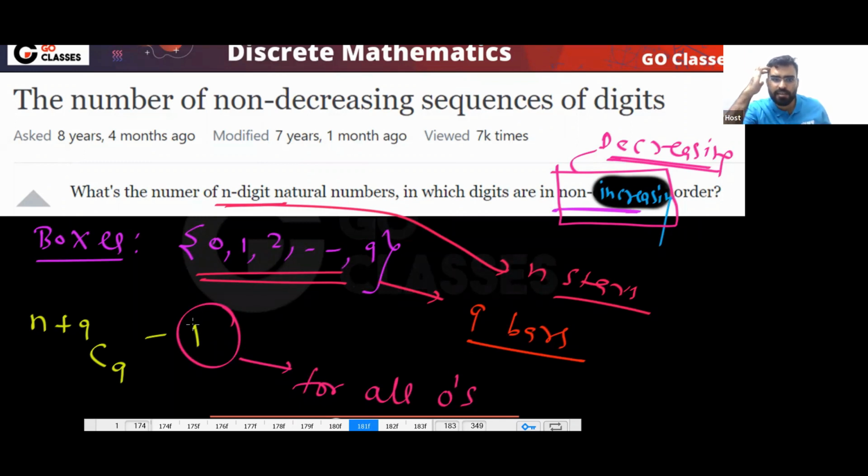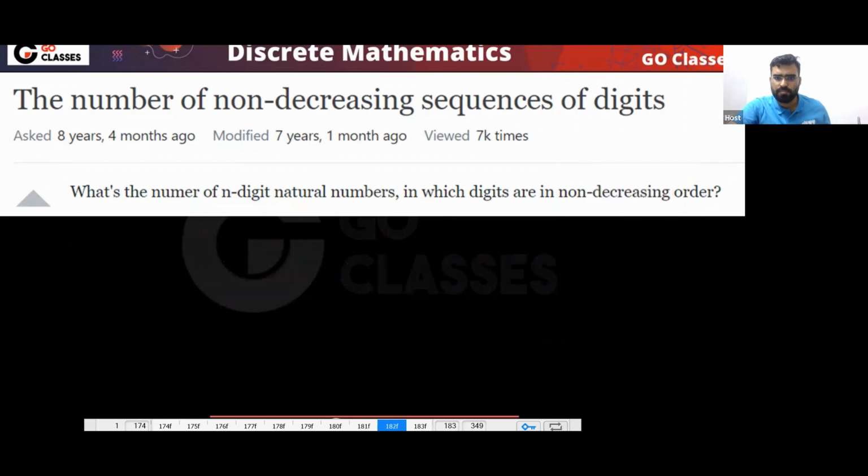How many can you create which start with zero? Only one. So when all zeros are there, only this number we have to remove. Nothing else we have to remove. This one we have to remove for all zeros. Is this clear? Let me ask another question.